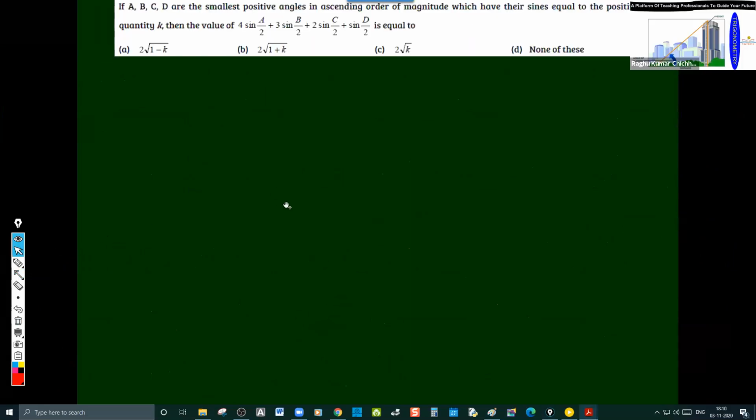Next one. It is also a previous IIT-JEE Advanced question. Very good question.